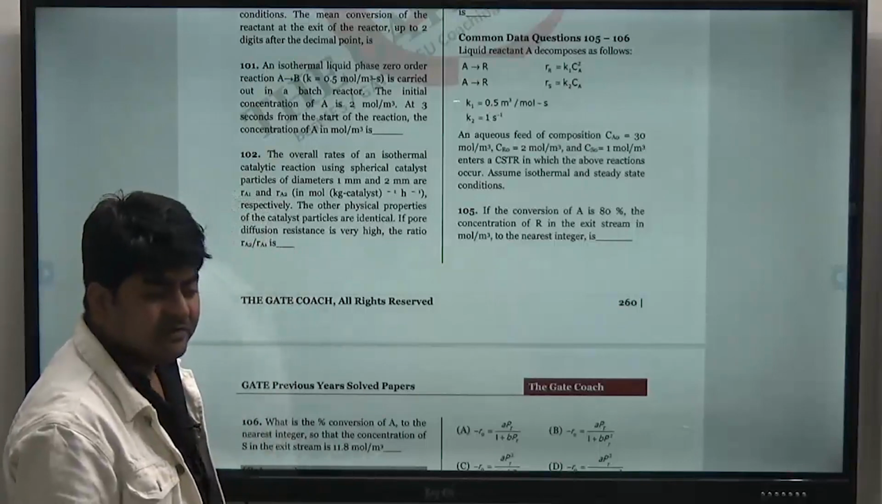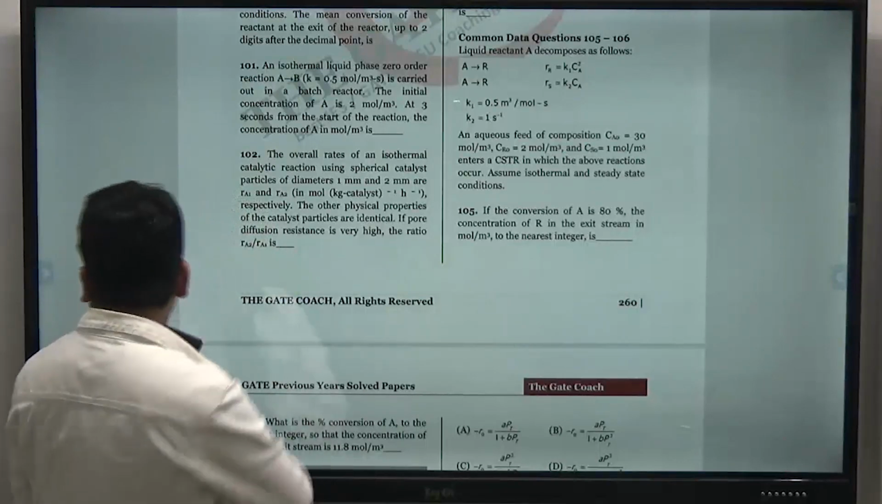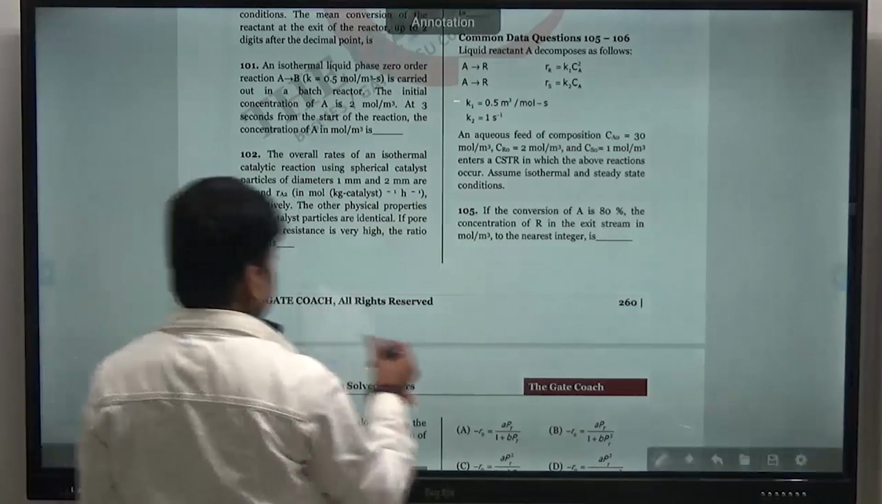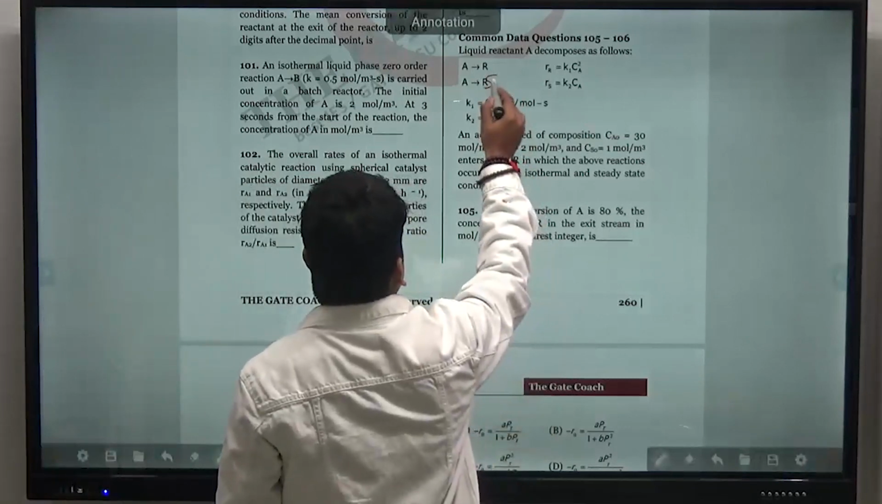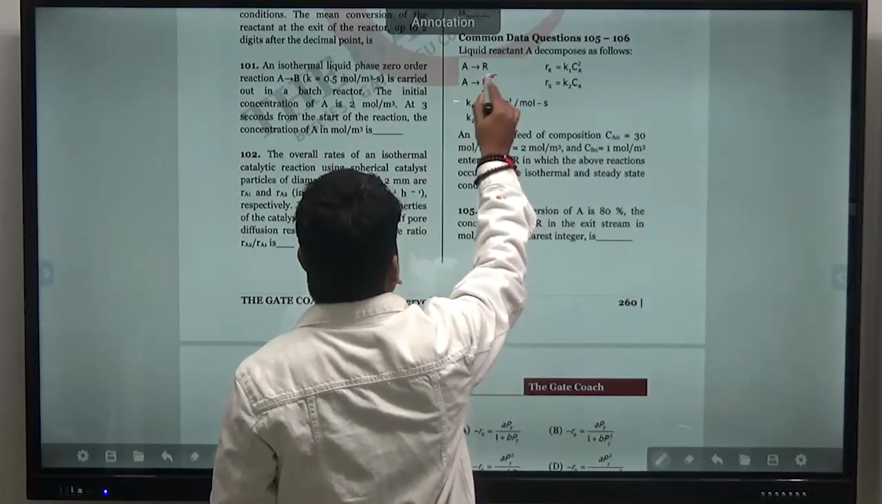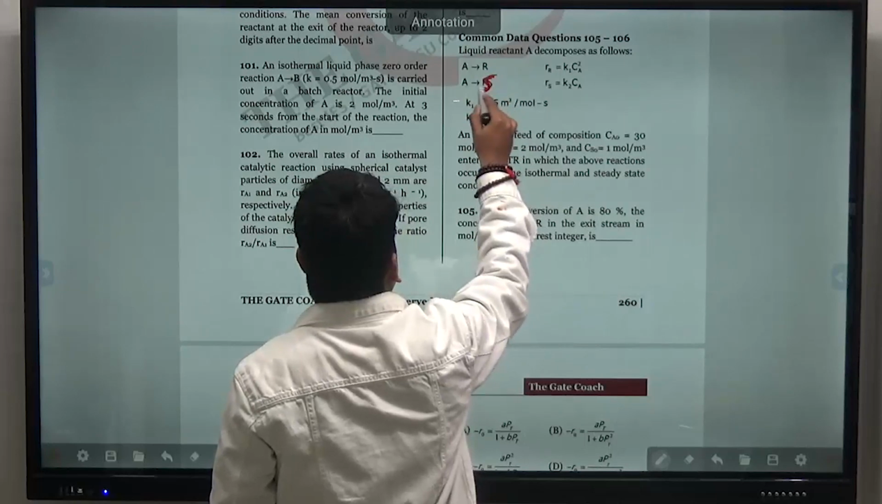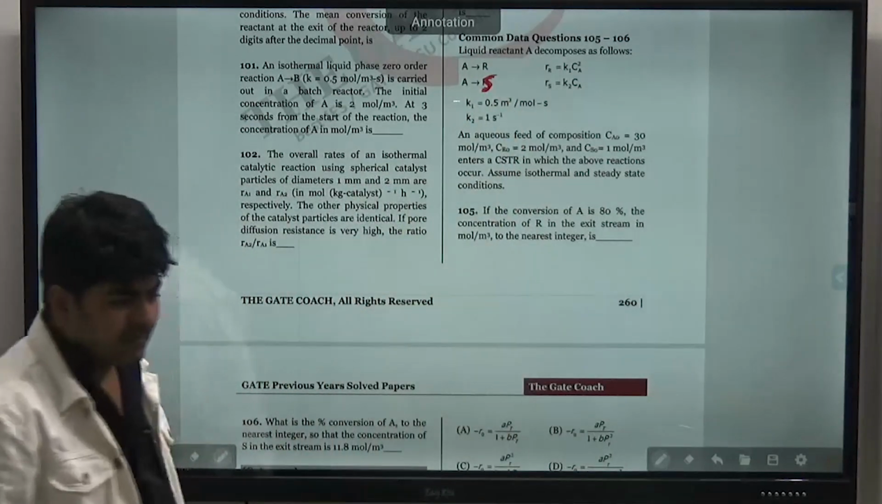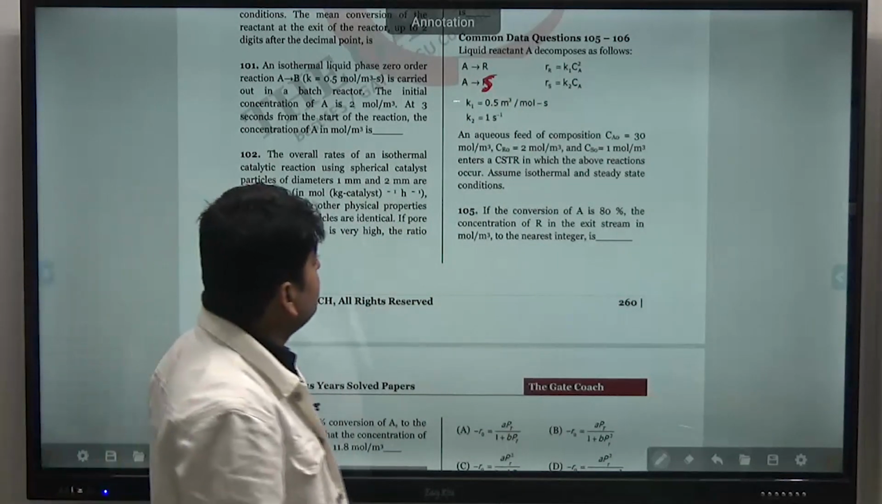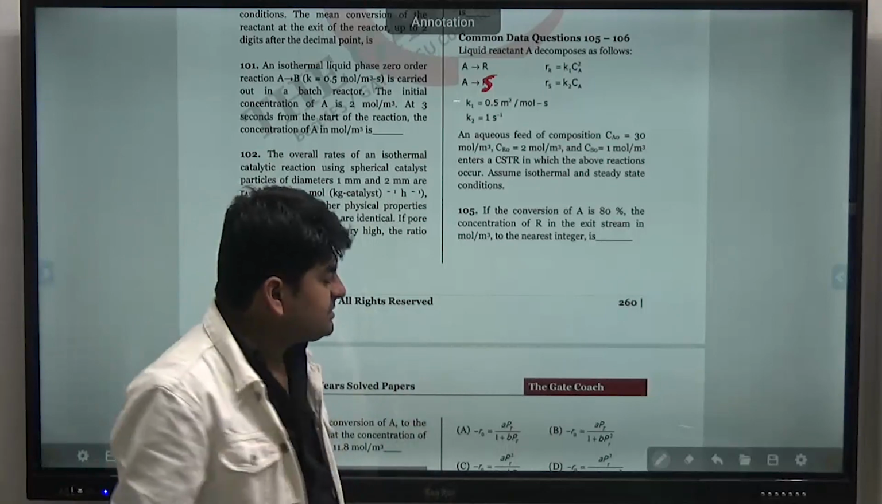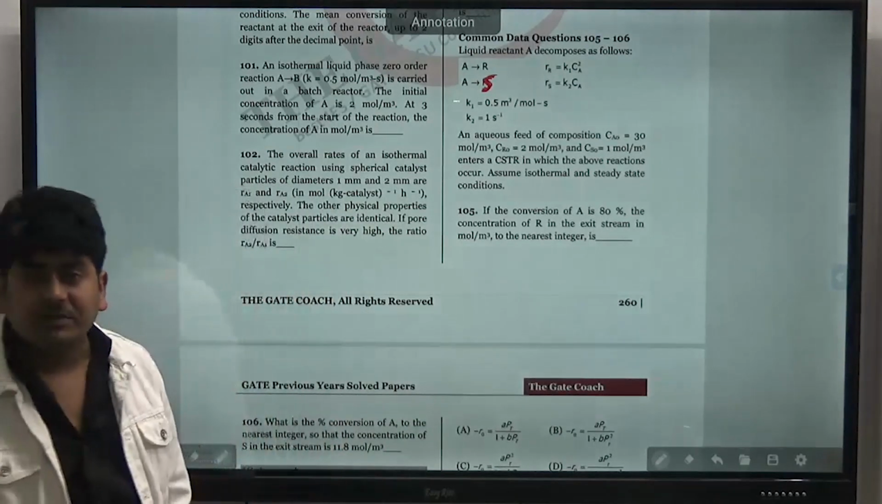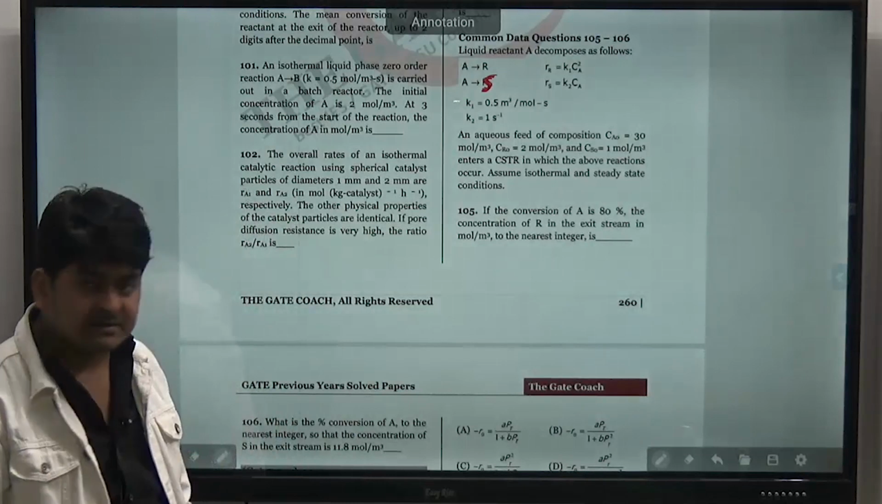This is question number 105 and 106. Here one correction is, this is R and this is S. Okay, A gives R, A gives S. So let's try to solve this. Take 2 minutes to solve, then I will discuss.